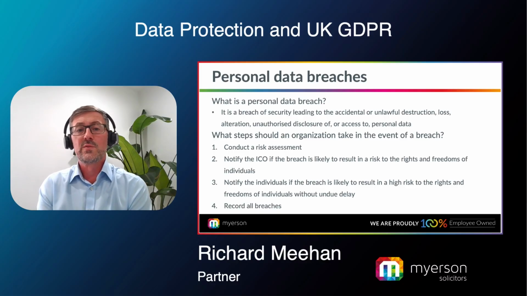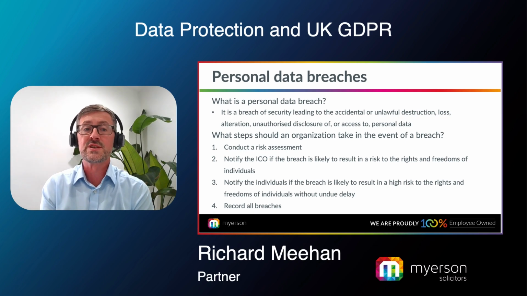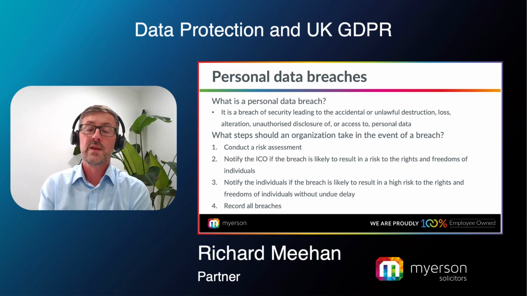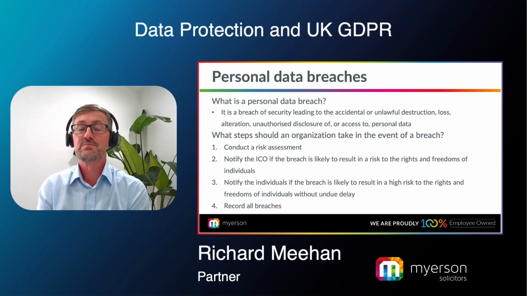For example, if it was personal data relating to the banking information of the individual, they'd need to be able to inform their bank of the breach and be alert to suspect transactions on their accounts. Step 4 in this checklist is something the organization must do for all data breaches, irrespective of whether they need to be reported to the ICO or the individual, and that is to keep a record of the breach.